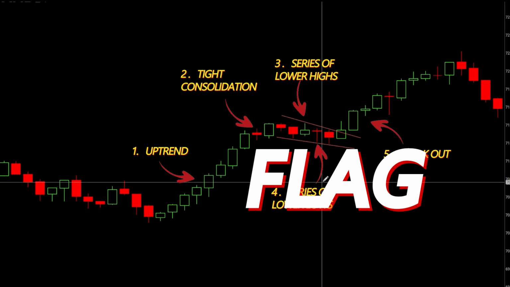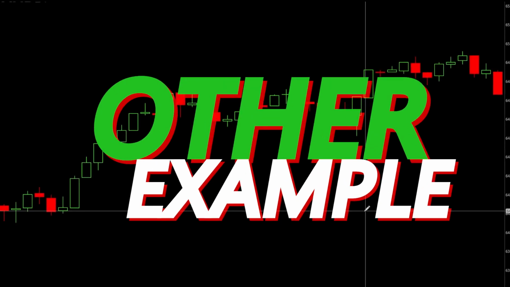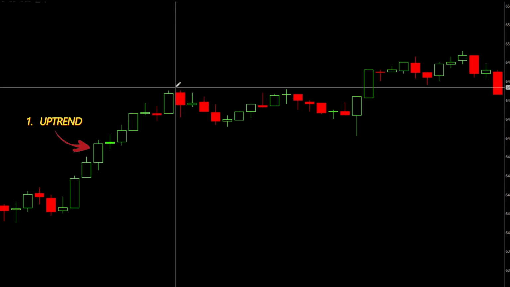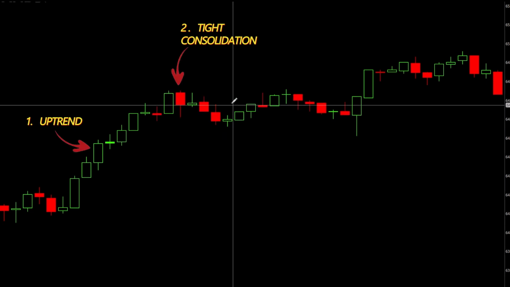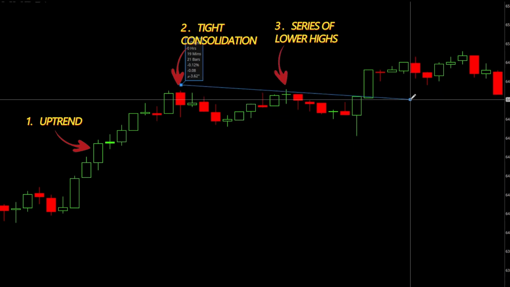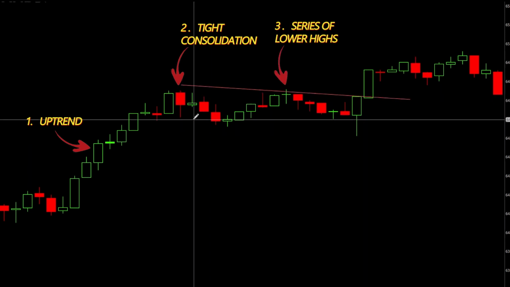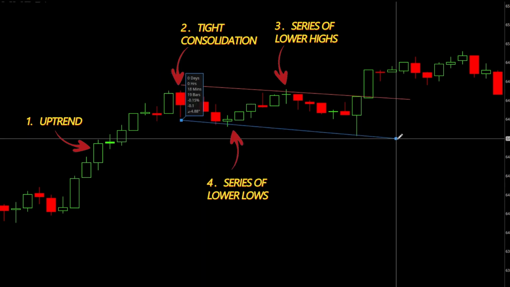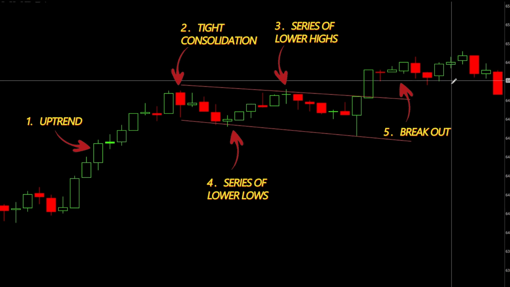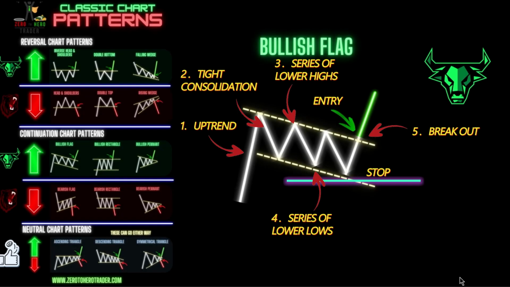All right, let's see if we can find one more example. Okay, so here's another one. Nice move up. We got our consolidation. Lower highs. Lower lows. Continued move to the upside. All right, guys, so that is the bullish continuation chart pattern, the bullish flag.